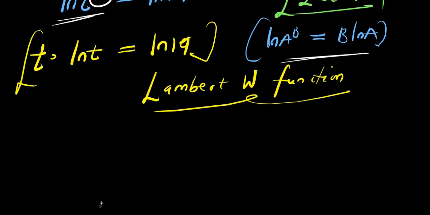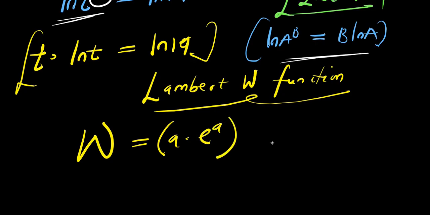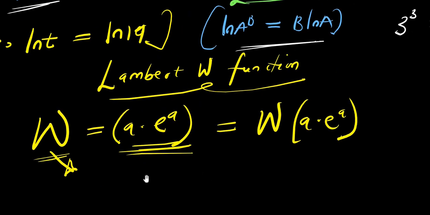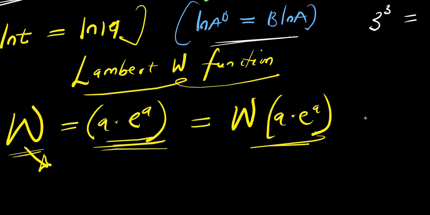How are we going to make use of the Lambert W function? It is denoted with capital letter W. And the expression is a times e power a. If you have an expression like this, you apply the Lambert W function. That means what you are going to have is simply Lambert W function of a times e power a. The expression must be in this form before you can apply the Lambert W function. And once you apply it, you have a as the solution.